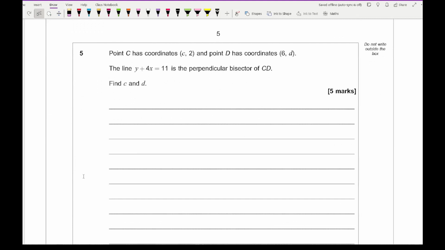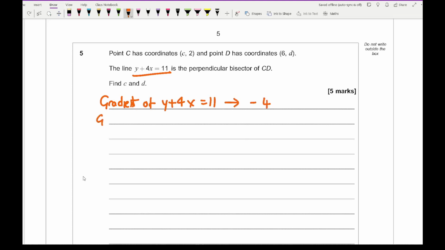So it says point C has a coordinate of (C, 2) and D has coordinates of (6, D). The line y plus 4x equals 11 is a perpendicular bisector to the line CD. Find the values of C and D. So first things first, let's have a look at trying to find the gradient of this line here. So the gradient of y plus 4x equals 11. Doing a bit of rearranging, we get a gradient value of minus 4.